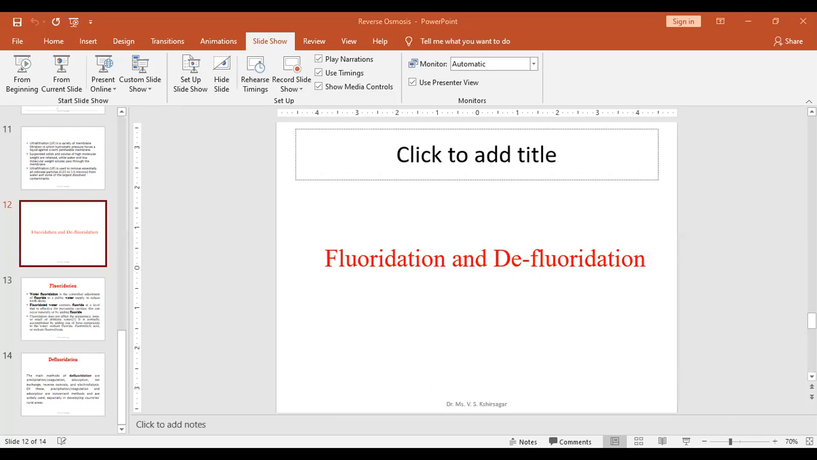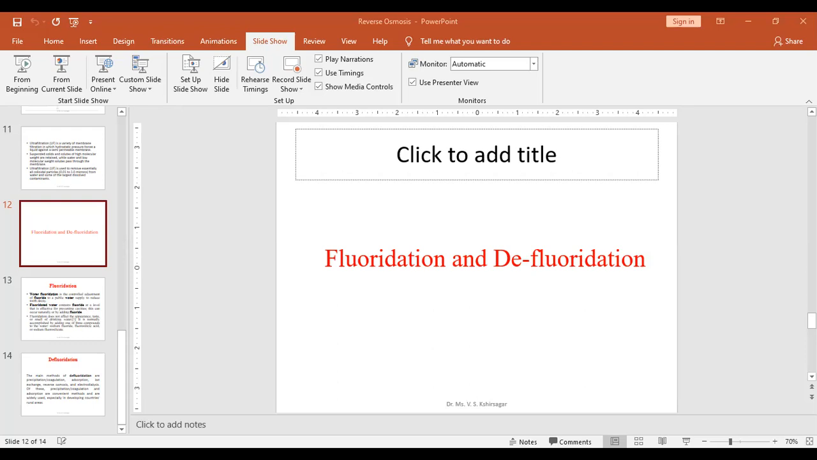Okay, noted down. Now let me explain what happens if fluoride is less than 1 ppm and if fluoride is greater than 1.5 ppm. If fluoride content is up to 1 ppm or in the range of 1 to 1.5 ppm, it is good. It is required.